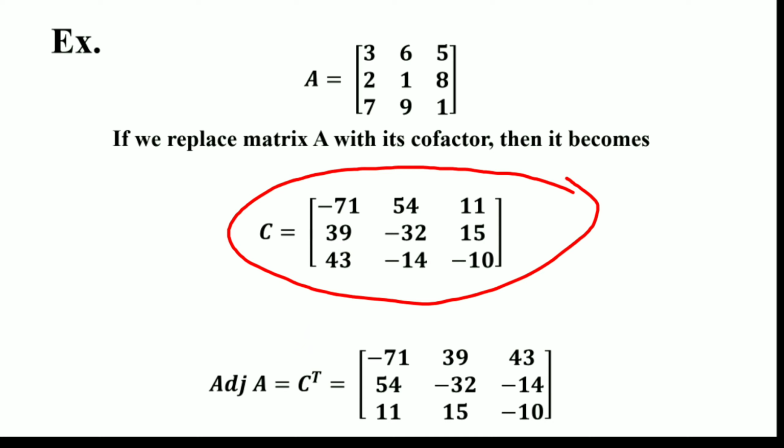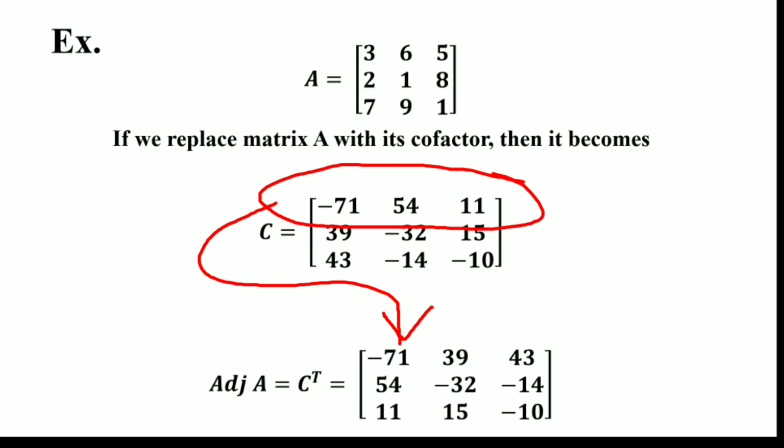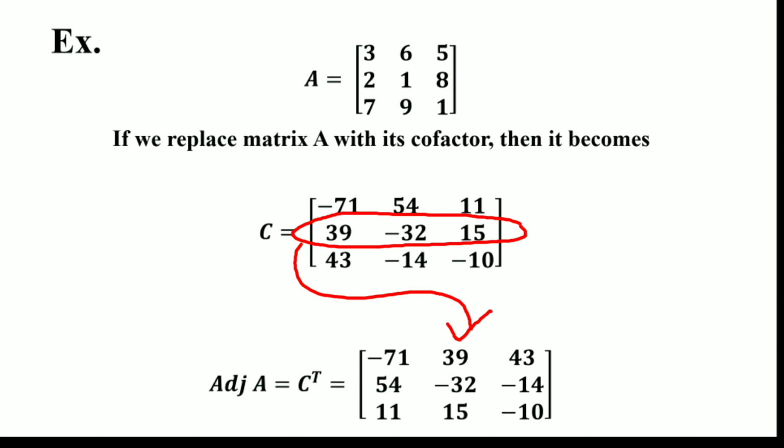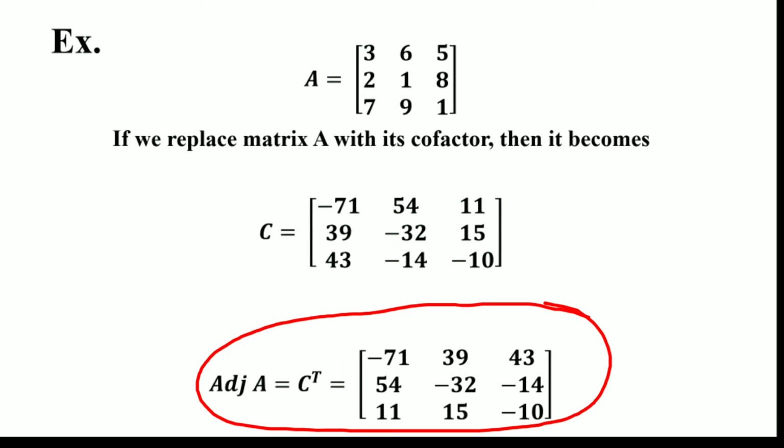So C is equal to the cofactor matrix. After finding the cofactor matrix, we take the transpose, that is, by interchanging rows into columns and columns into rows, we will get the adjoint of A. So adjoint A is framed by interchanging rows into columns: the first row of cofactor matrix C becomes the first column, the second row becomes the second column, and the third row becomes the third column. Thus, we have the adjoint A matrix equal to minus 71, 39, 43, 54, minus 32, minus 14, 11, 15 and minus 10.